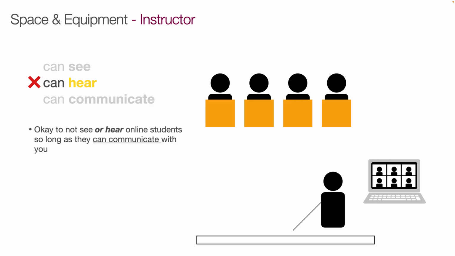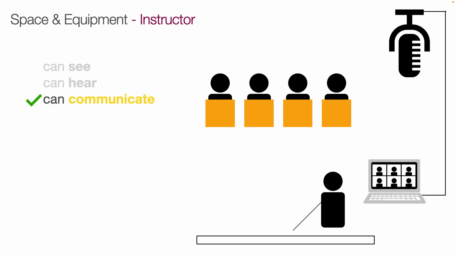Now, if there is no speaker set up in the classroom, you will need to ensure a different method for online students to communicate, which we will get to. Finally, you, the instructor, need to be able to communicate. The classroom may have a microphone installed to pick up your voice and possibly also that of the in-person students as well. This microphone will be connected to the computer that has joined the video conference.